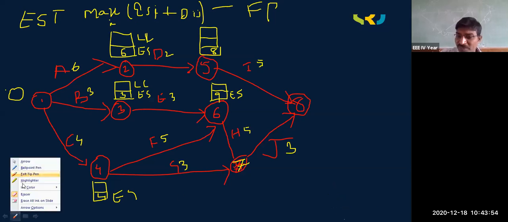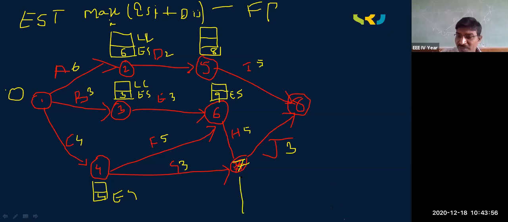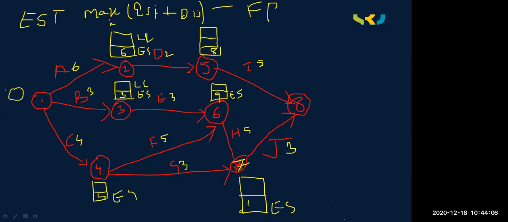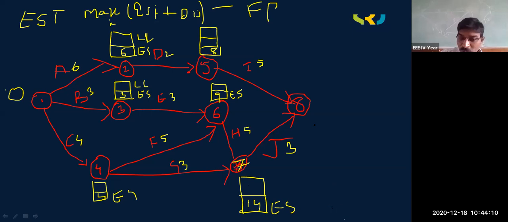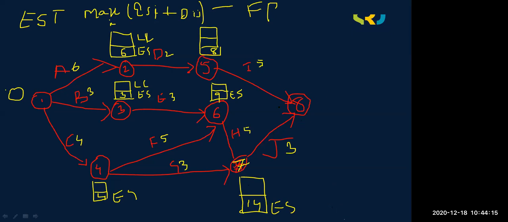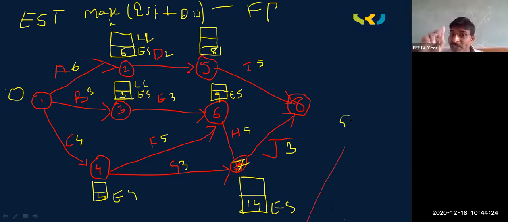Now we need to draw a big box here, and again one box is the earliest starting time. What is the highest value we are getting here, friends? 14. Now 7 is over. Now we need to calculate for which activity? After 7, the 8th activity. How many options are there for 8? 2, I and J. 5 to 8 and 7 to 8.